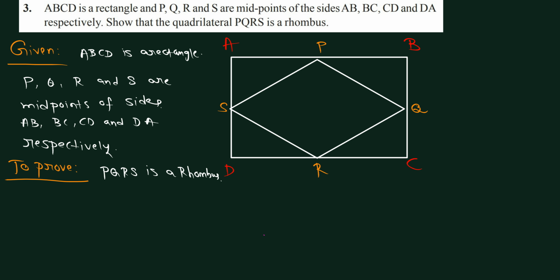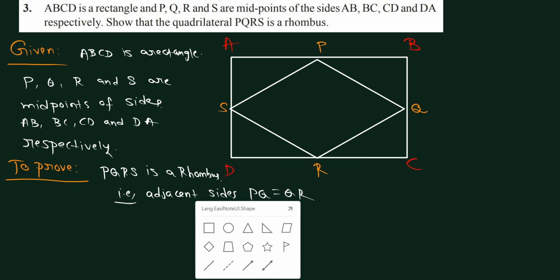To prove PQRS is a rhombus, we have to prove that a pair of adjacent sides are equal. You can take PQ equal to PS or PQ equal to QR. Which one? You take PQ equal to QR. So we need to prove PQ equal to QR.